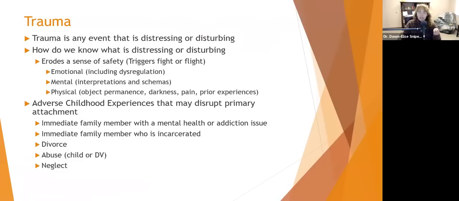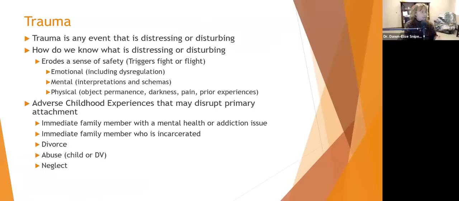Mentally, it can cause changes in interpretations and changes in schemas of things. And physically, think about a child who doesn't have object permanence yet. When mom goes out of the room, mom's gone. Caregiver disappeared, whoever that is. When they come back, it's like, yay, it reappeared. But for a child who has not established object permanence yet, having a caregiver walk out of their sight can be traumatic, especially if they've had experiences where that caregiver hasn't come back.